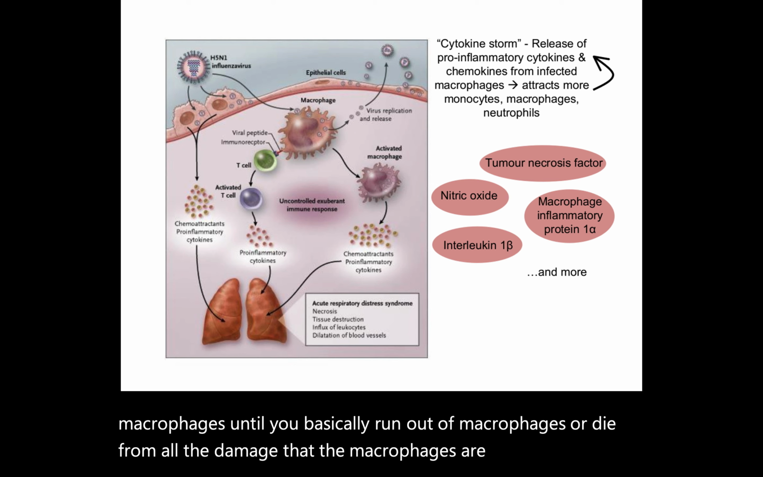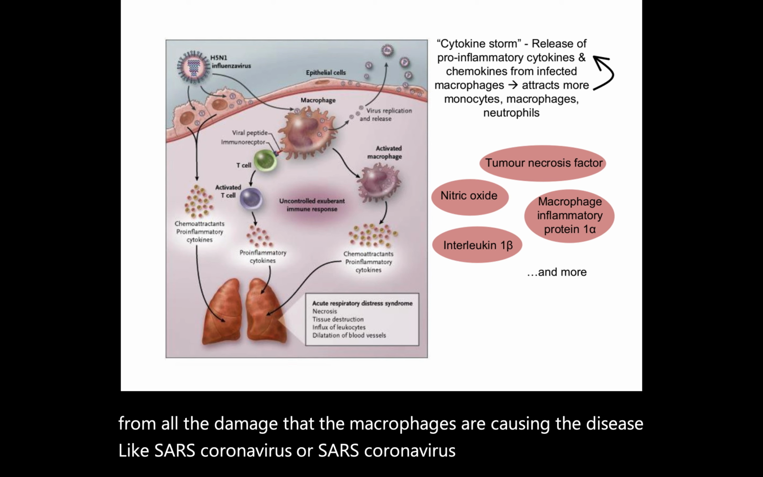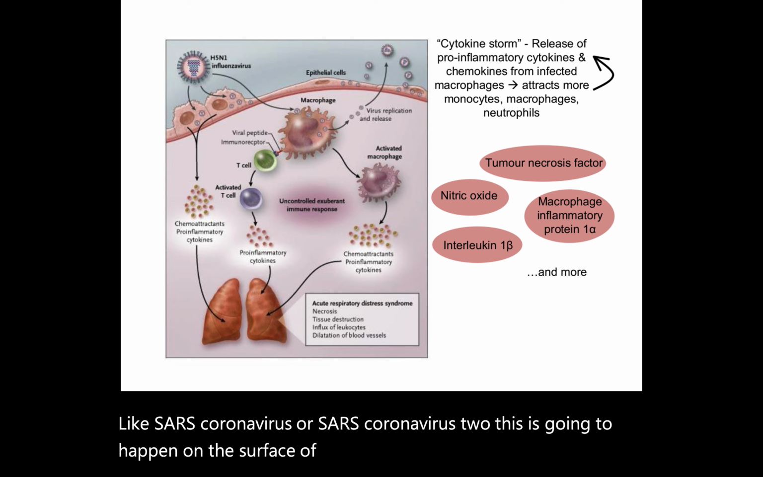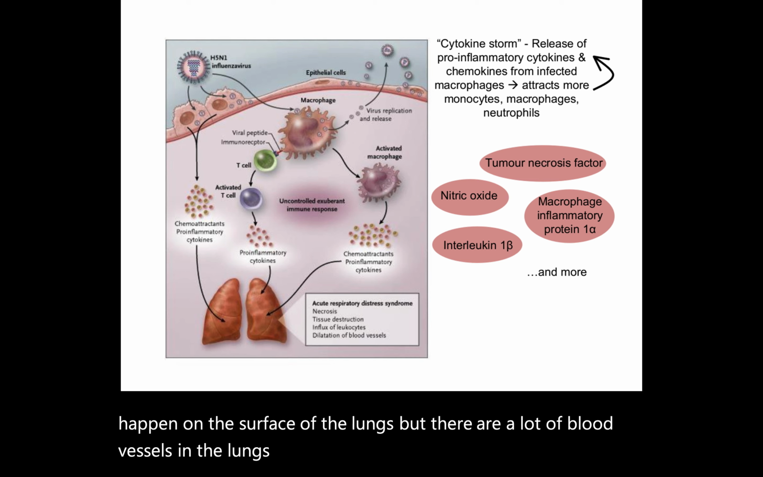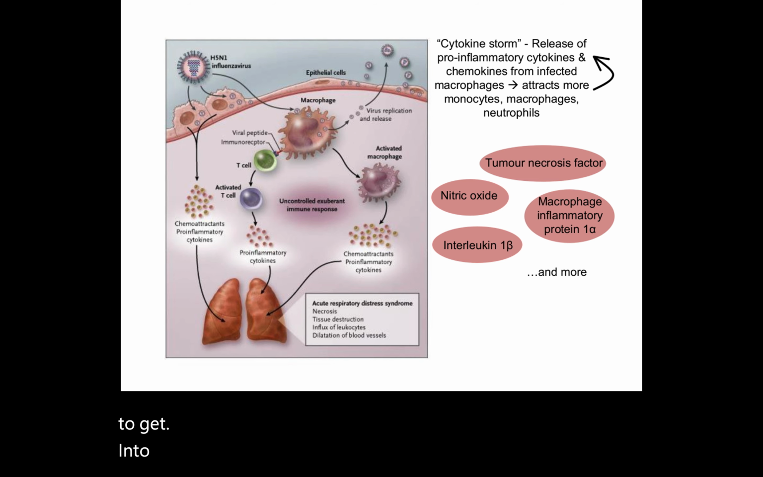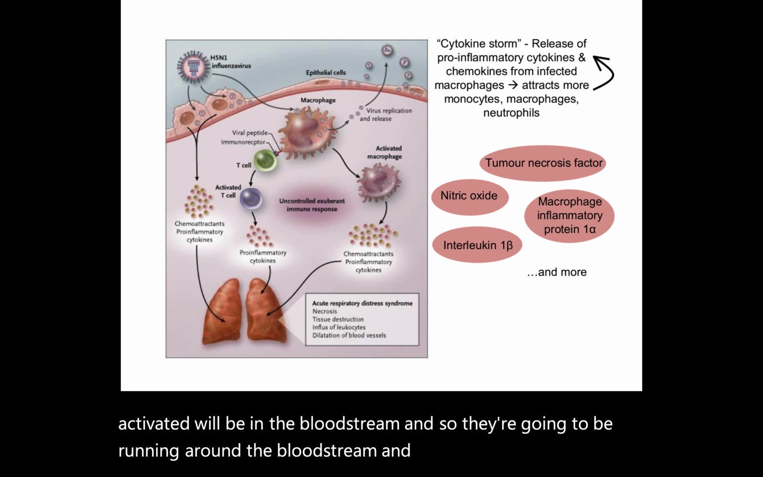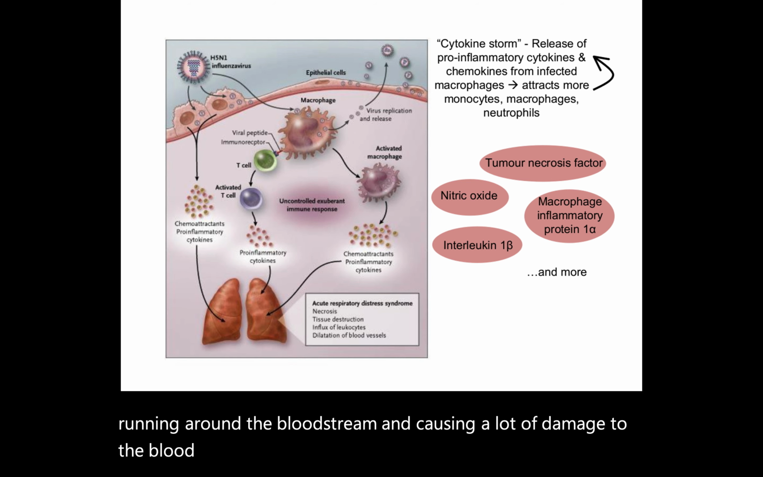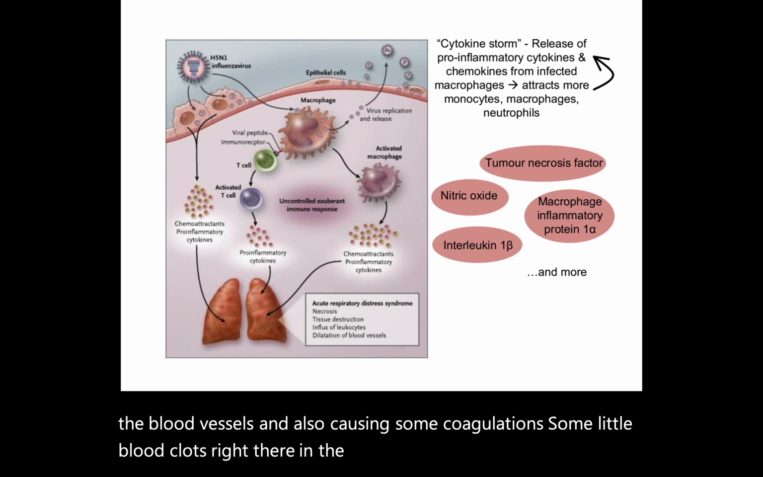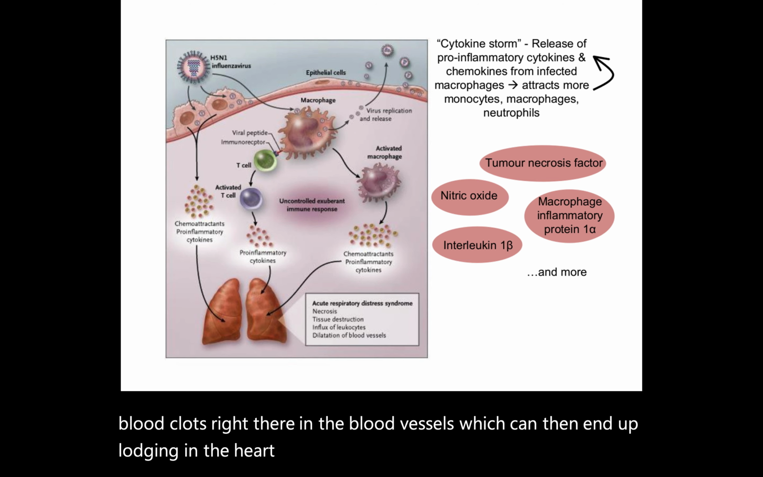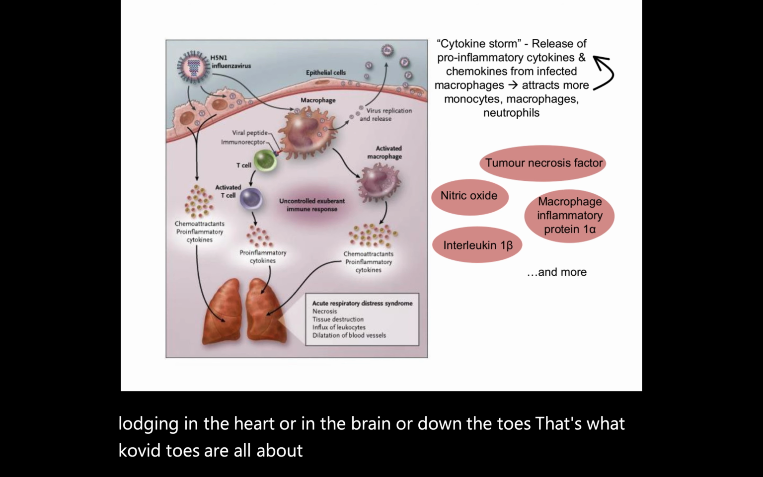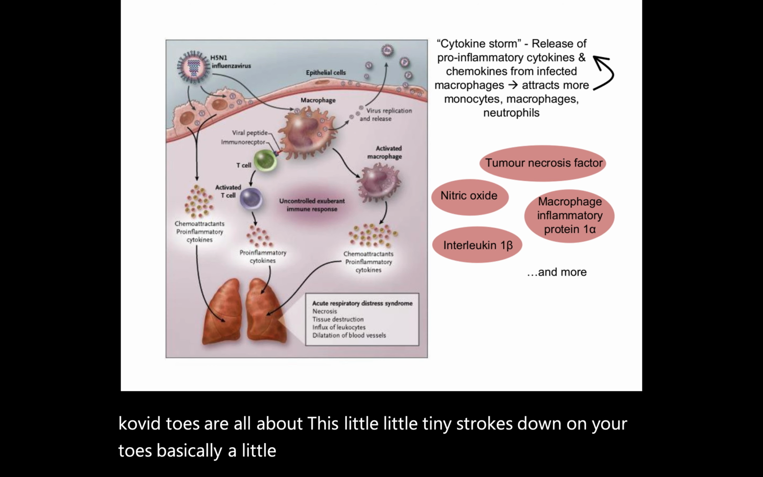In a disease like SARS coronavirus or SARS coronavirus 2, this is going to happen on the surface of the lungs, but there are a lot of blood vessels in the lungs. So some of the virus isn't going to get into the bloodstream, but some of the macrophages that are activated will be in the bloodstream, and so they're going to be running around the bloodstream and causing a lot of damage to the blood vessels. And also causing some coagulation, some little blood clots right there in the blood vessels, which can then end up lodging in the heart or in the brain or down in the toes. That's what COVID toes are all about. It's little tiny strokes down in your toes, basically, little blood clots.